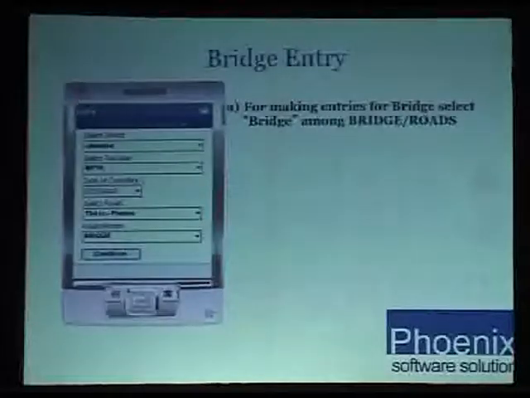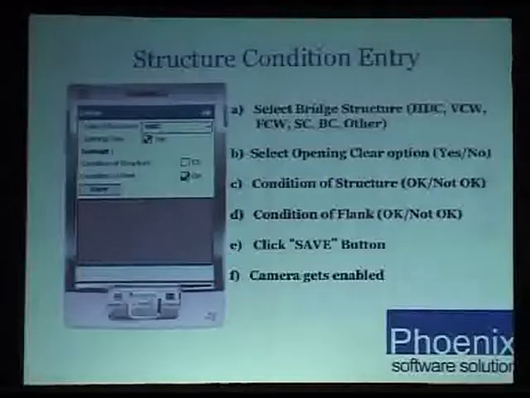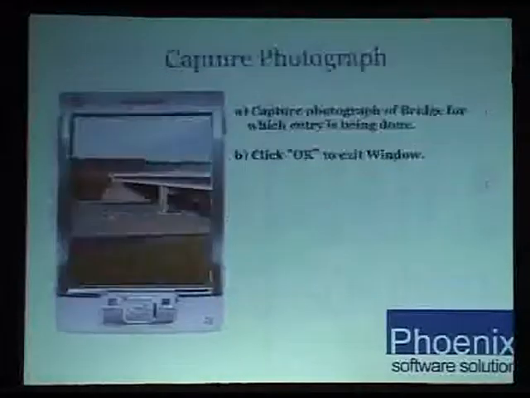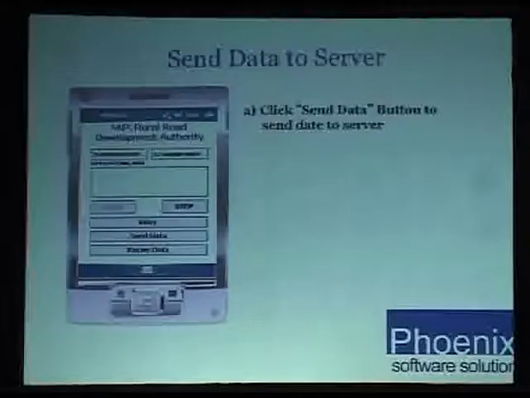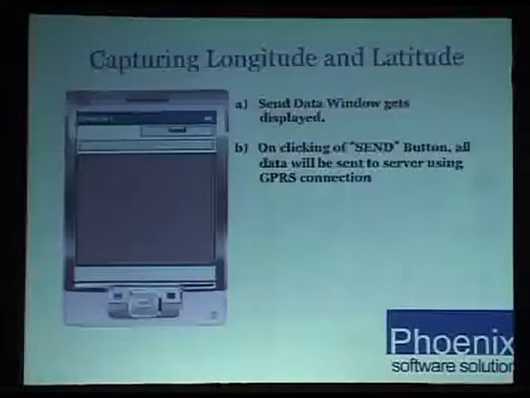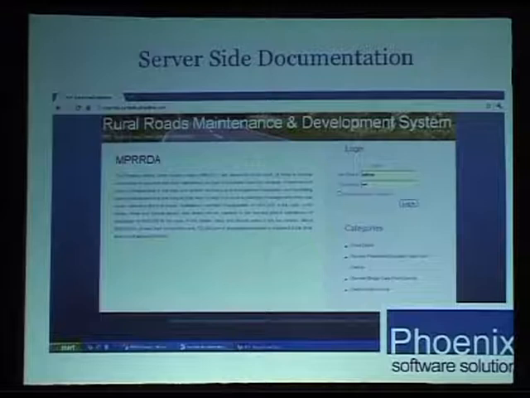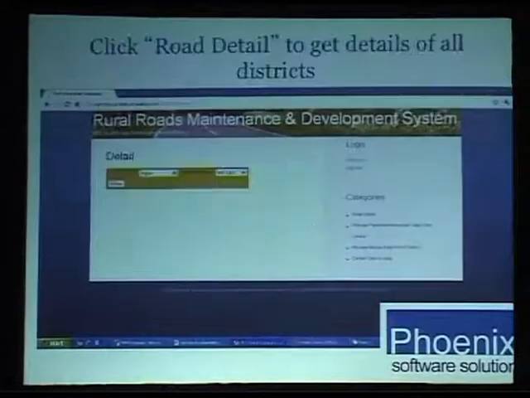Suppose in the same scenario we want to evaluate a bridge. In the first screen we select bridge. Next, here are the parameters related to the bridge, and after that the camera gets enabled, and in this scenario the PDA application works. So in this situation, a photograph with the geotags and date and time gets saved on the PDA device, and after that when we send the data to the server, this information gets sent to the server, and when we log into the website, we see the information.